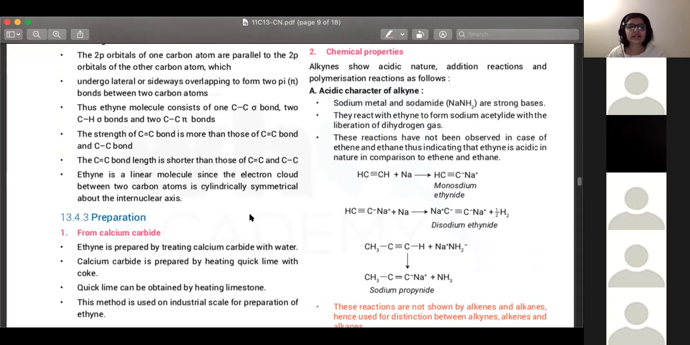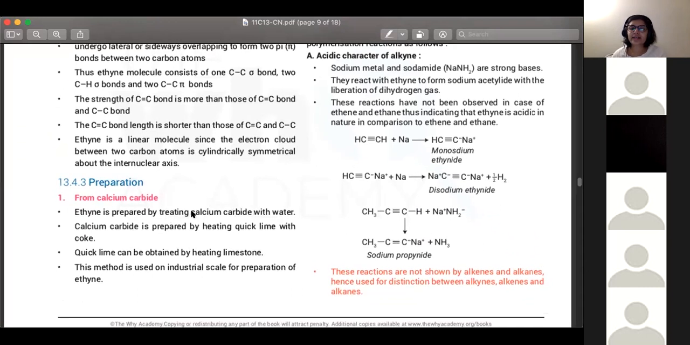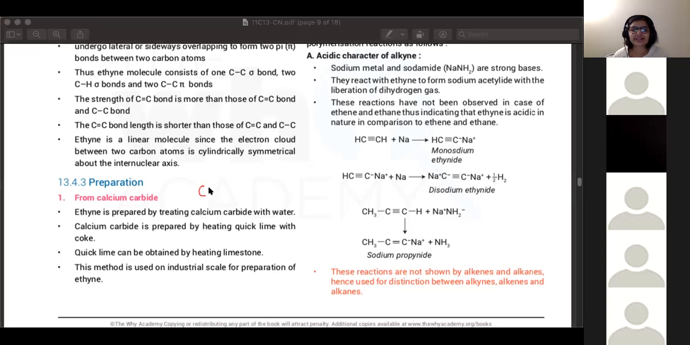So the industrial preparation is basically ethyne prepared by treating calcium carbide with water. So what is calcium carbide? CaC2. It is a compound between calcium and carbon. So calcium carbide is CaC2. It is literally the compound between calcium and carbon.